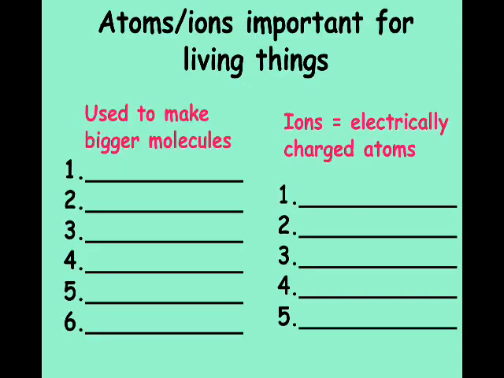So what we're going to do is look at some atoms and ions that are important for living things. Number one, carbon. Carbon is one of the most important atoms found in living things, and the symbol for carbon is capital C. Next, we have oxygen. Oxygen is also vital for life. You can't live without breathing in and taking in oxygen. And the symbol for oxygen is O.